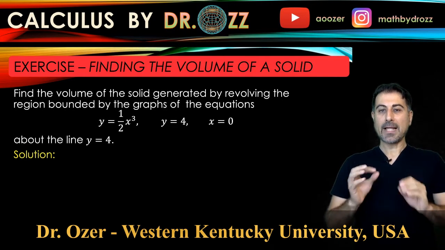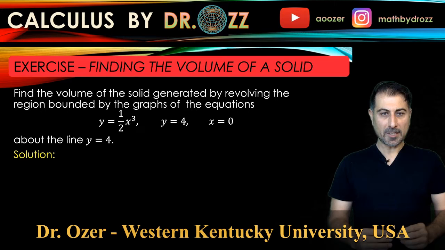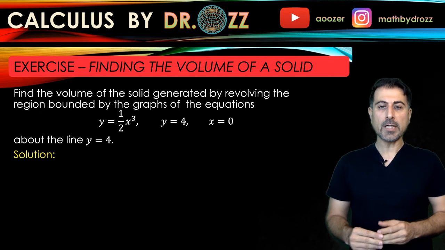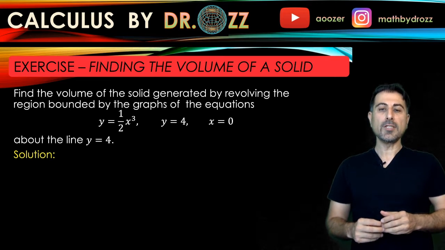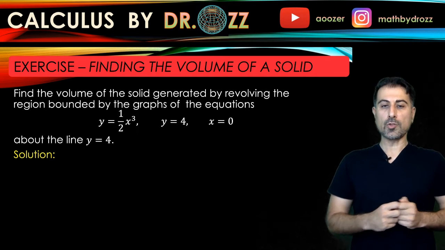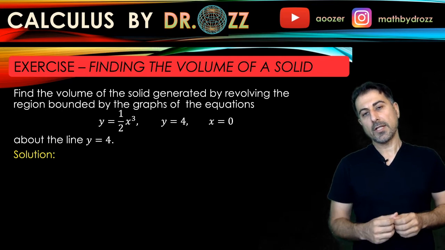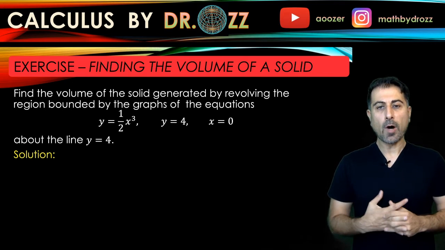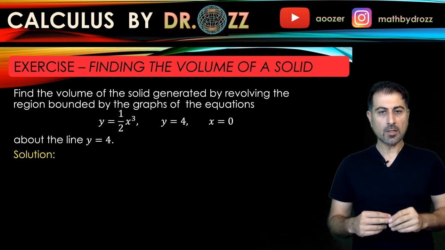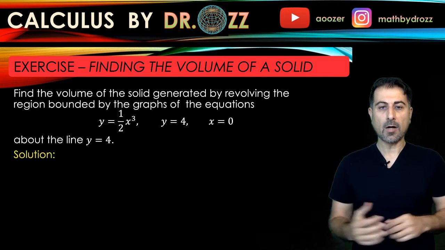Today we're going to have another application of definite integration. It's finding the volume of a solid. This time the solid is generated by revolving the region bounded by three graphs about the line y equals 4. The region is made of the y equals 1/2 x cubed curve, the y equals 4 horizontal line, and x equals 0, which is the y-axis.